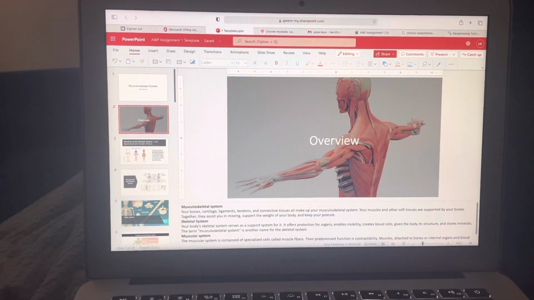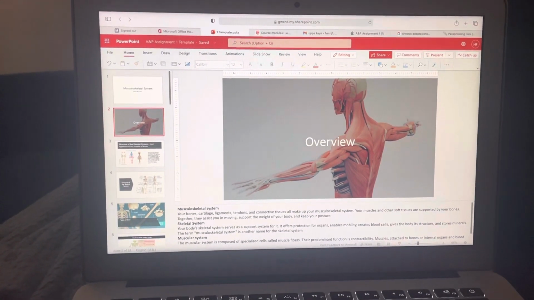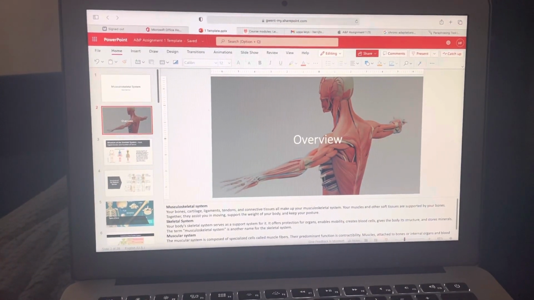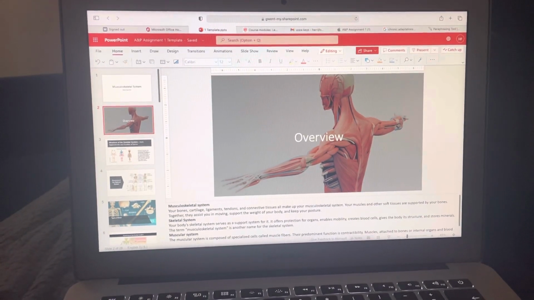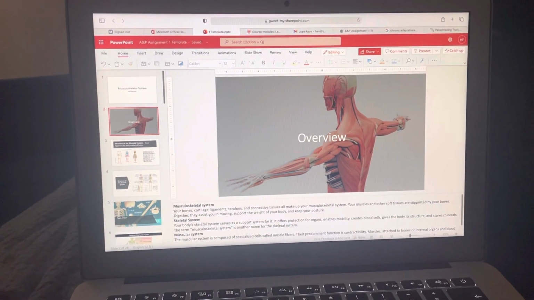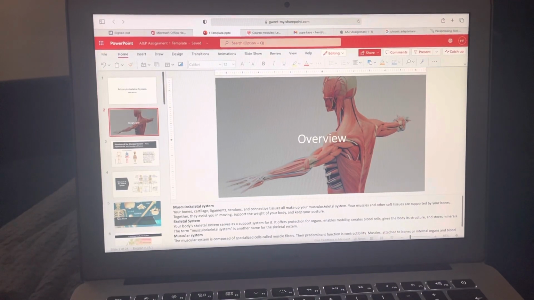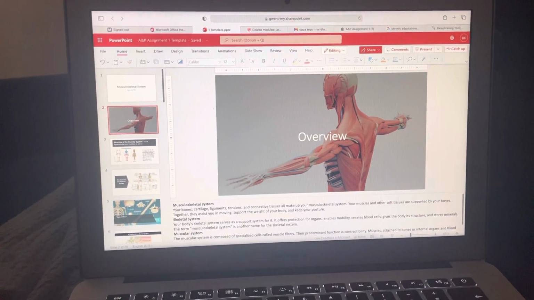Your bones, cartilage, ligaments, tendons and connective tissues all make up your musculoskeletal system. Your muscles and other soft tissues are supported by your bones together. They assist you in moving, support the weight of your body and keep your posture.